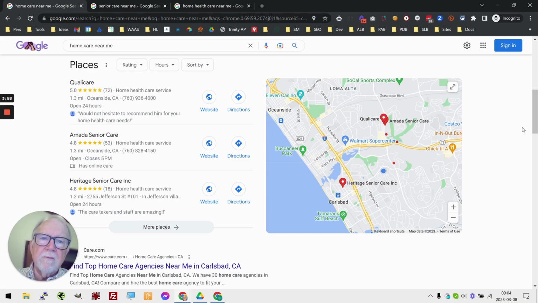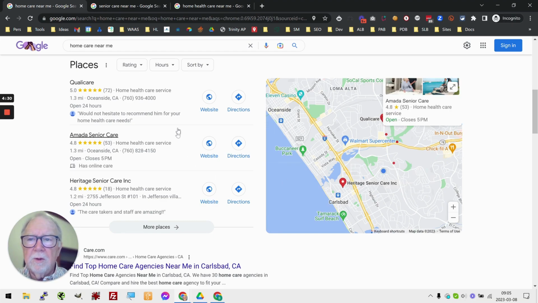So what affects your ability to show up in here? Well, it's a number of ranking factors. One of them you have no control over, and that is how close the searcher is to the location of your business. So for instance, right now, I happen to be located, let me get my bearings, right around here where this blue dot is. In fact, that is my current location. And the companies that are nearest to me include Heritage and Amada and Qualicare. Now, that is one ranking factor in determining who shows up in here, but there are many others also.